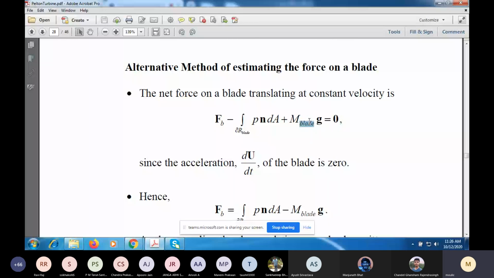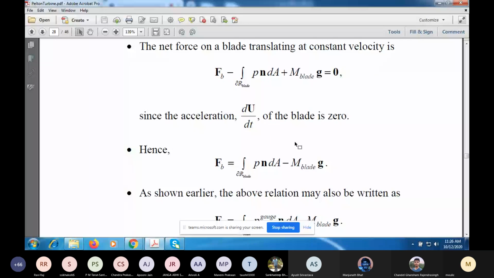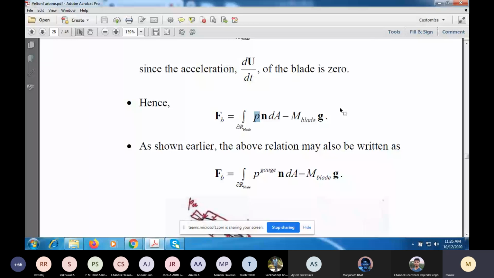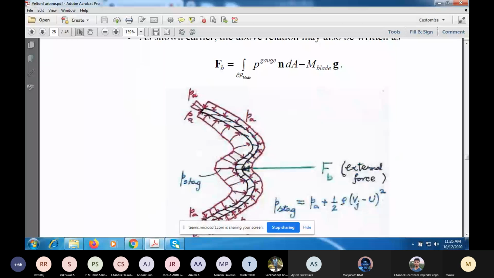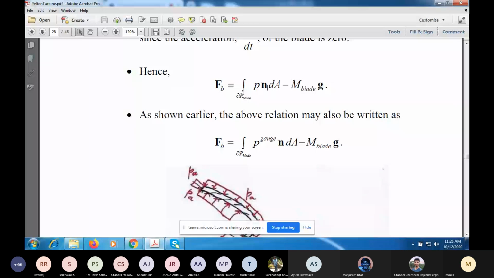So the force on the blade is simply the force due to pressure minus the weight. But this is an integral over a region which is not your control volume, just the bucket or vane, the surface of the vane, but still it's a closed surface. So I can replace P by P gauge. This we have shown before. It's easier to work in terms of P gauge, the reason being P gauge is 0 on most parts of the surface.